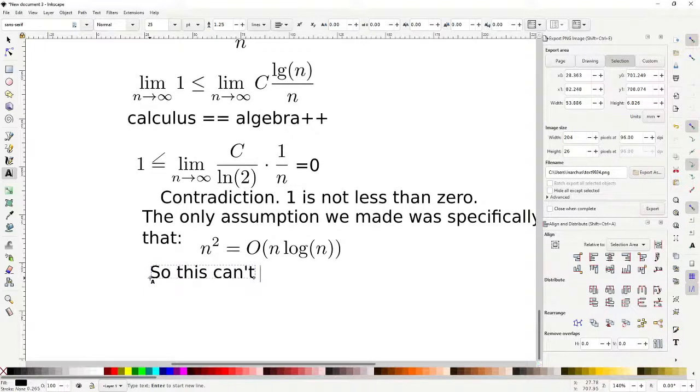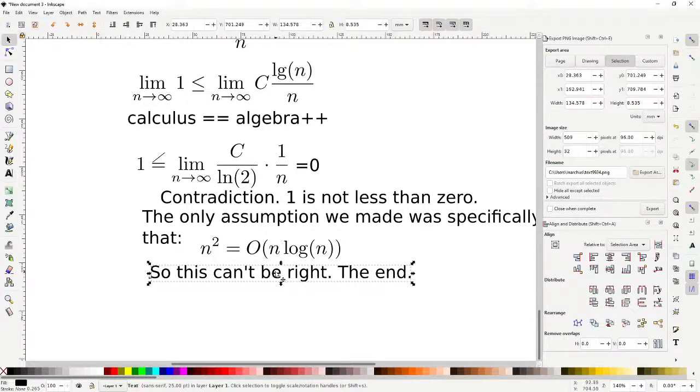So this can't be right. The end. Right, so this is kind of how you would show.